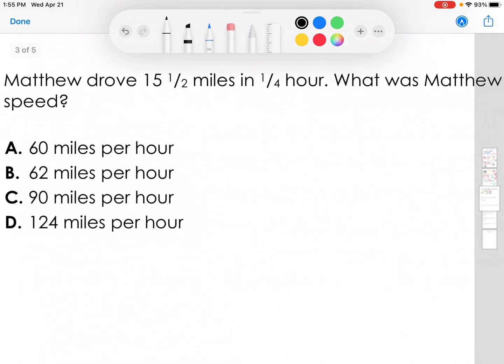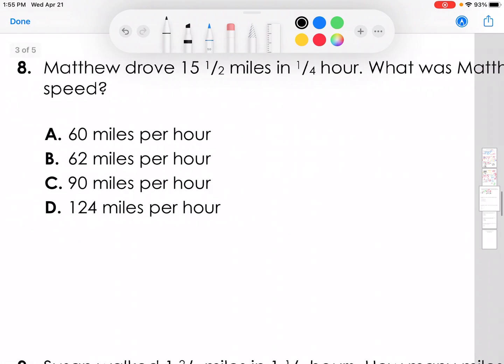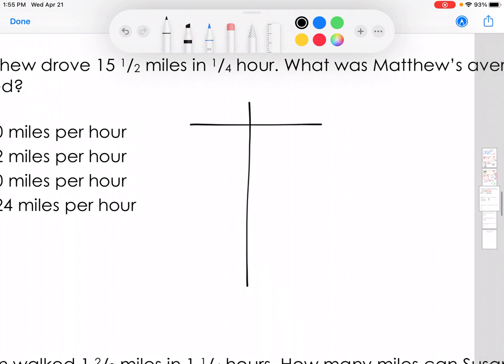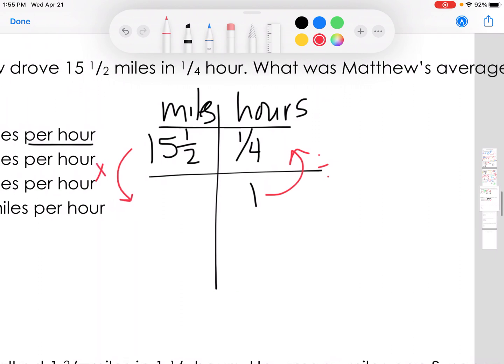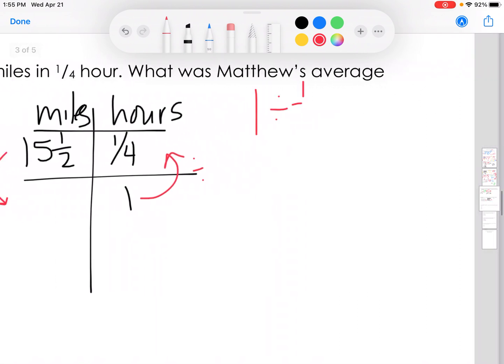The next one says Matthew drove 15.5 miles in a quarter of an hour. What was Matthew's average speed? So I have miles and I have hours. I know that 15.5 in 1/4 of an hour. I want to figure out per hour, so that's for 1. I divide going up, multiply coming down. So 1 divided by 1/4. So that's 1 over 1 times 4 over 1 because I have to keep, change, flip.